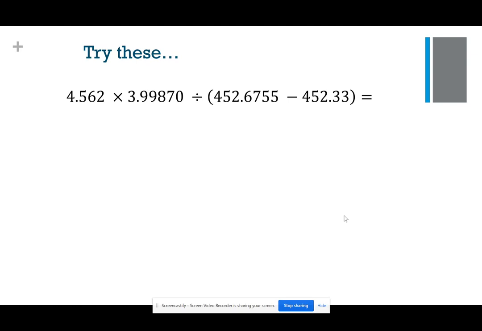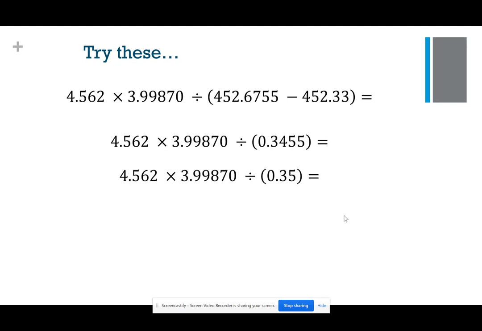Now that you've tried the example on your own, I'm going to click through the slide slowly so that you can see the answer.